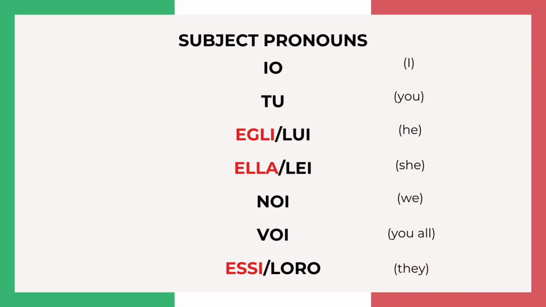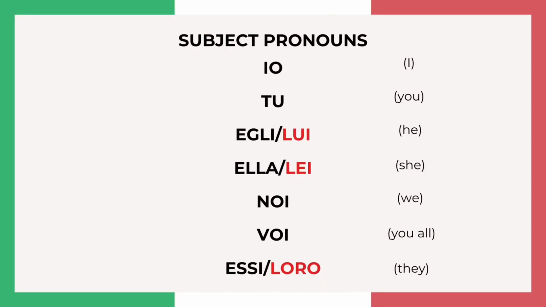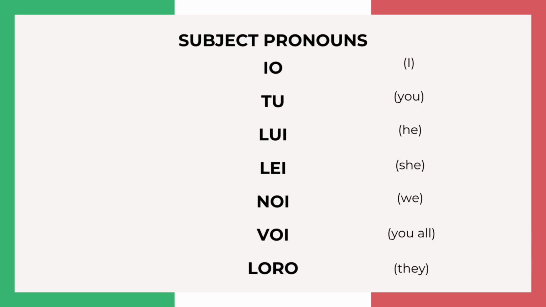The first options are the ones you will find in grammar textbooks because they are the grammatically correct ones. However, in the spoken language, nobody uses them anymore. We use lui, lei, loro, which were originally object pronouns. Since you're a beginner, feel free to ignore egli, ella, and essi. The only times we use those are when we are writing an academic paper or a book or talking to a college professor during an exam, but that's it.